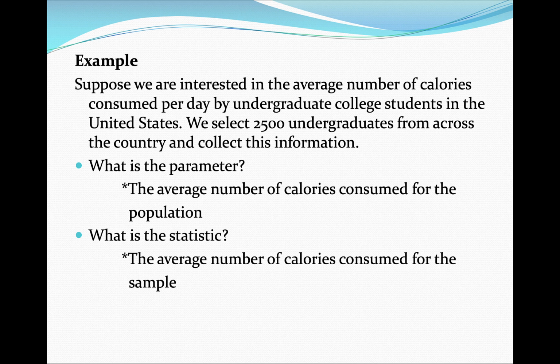So if you think about the president's approval rating, whenever you see that 40% plus or minus 3%, that 40%, that is our statistic. That is the value that is calculated from our sample. We use that to estimate what the value would be for the population, which of course is the parameter.